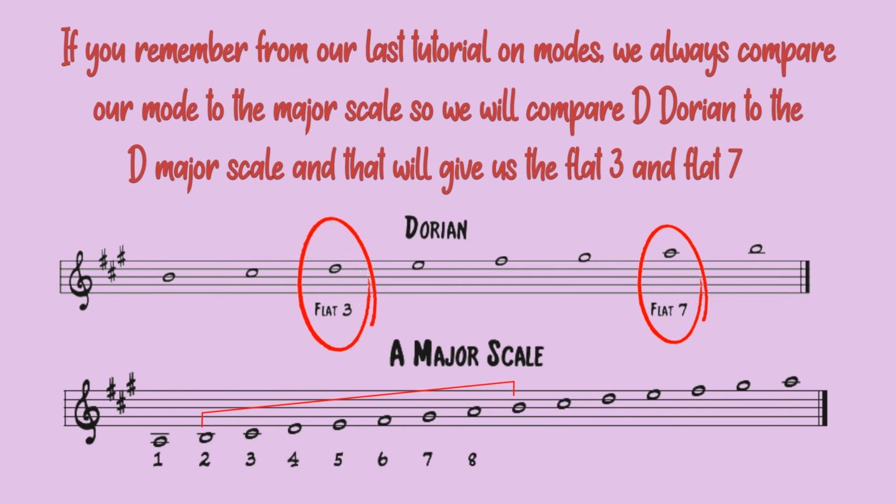If you remember from our last tutorial on modes, we always compare our mode to the major scale. So we will compare B Dorian to the B major scale, and that will give us the flat 3 and flat 7.